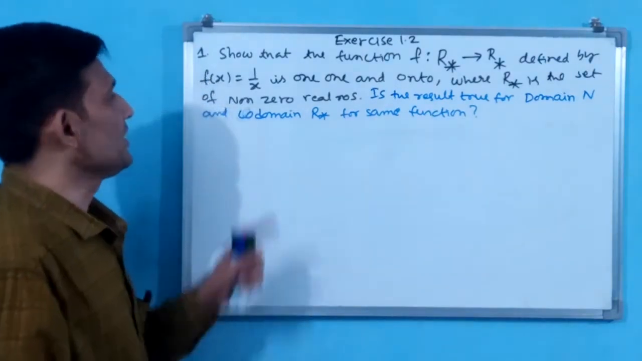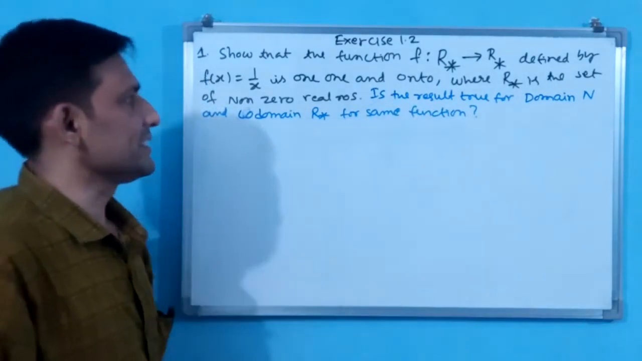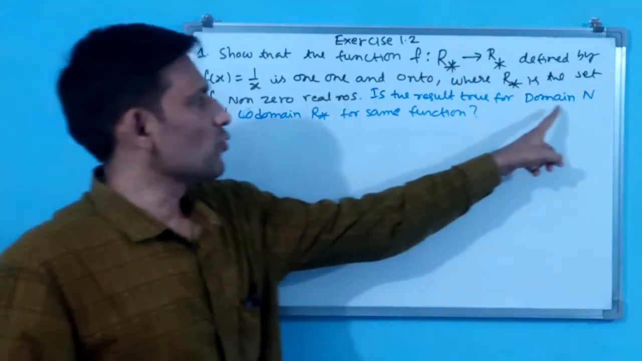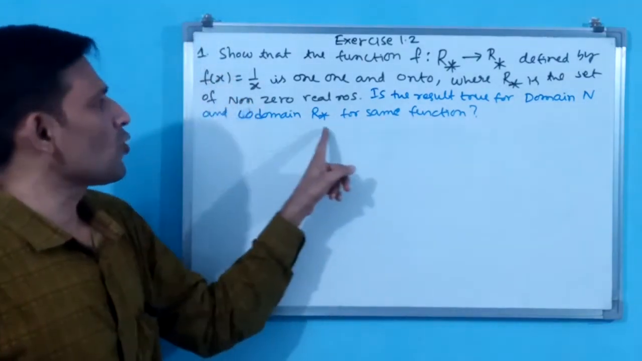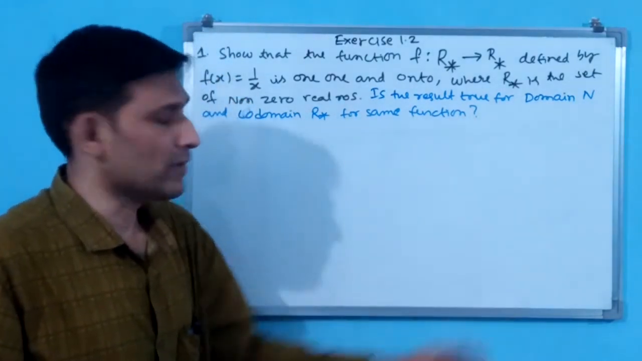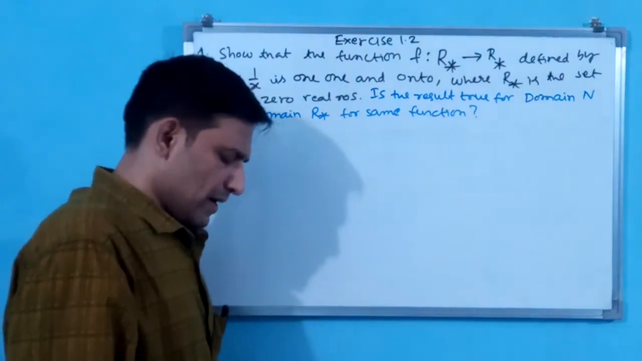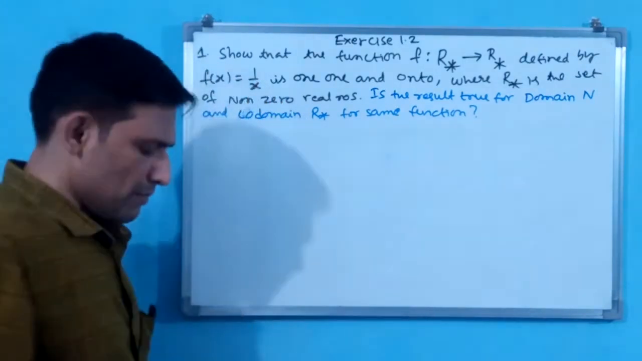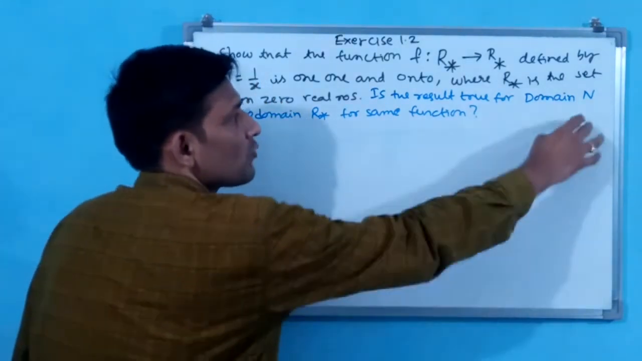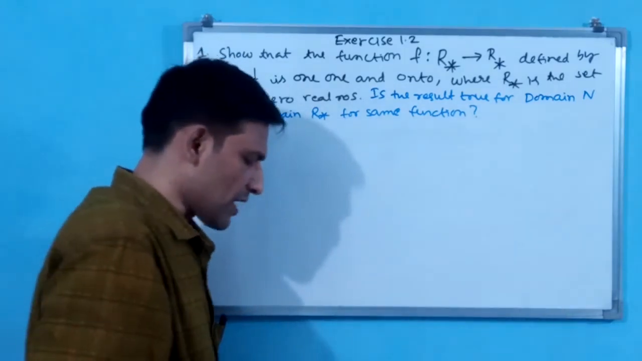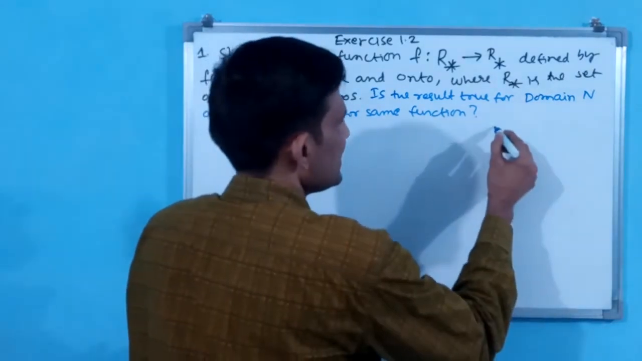Now you see the remaining 50% of the question he has written. Is the result true for domain N and codomain R star for the same function? Now the function is the same. This f(x) is equal to 1 by x, same. But here domain and codomain have changed. What have they changed?